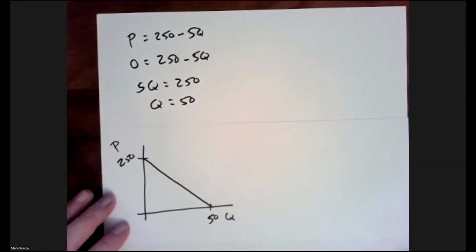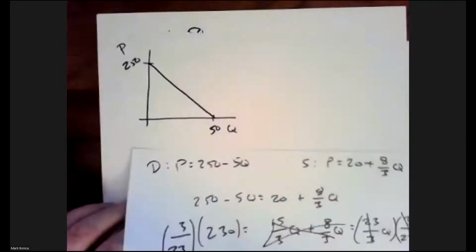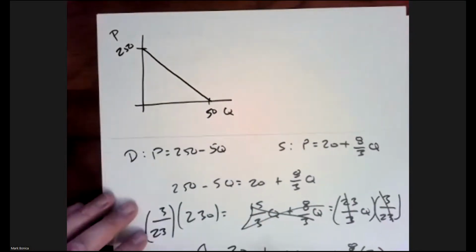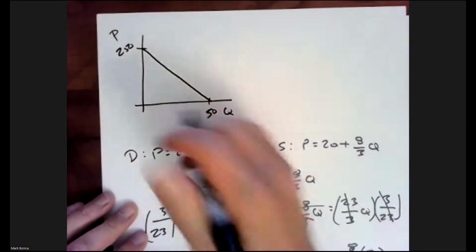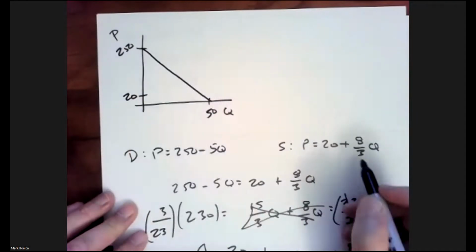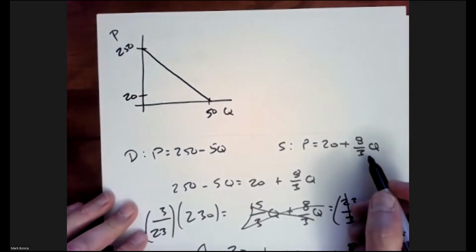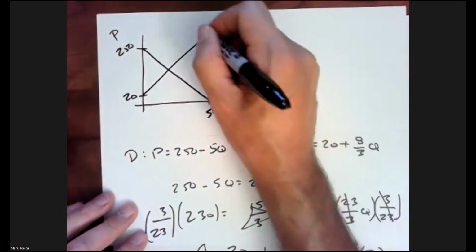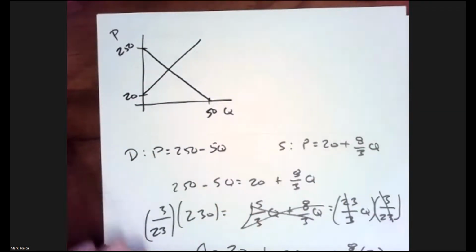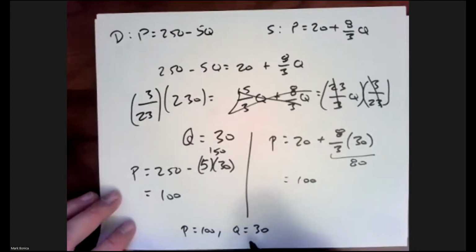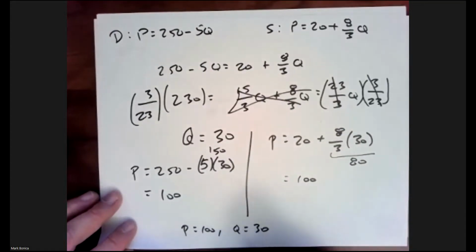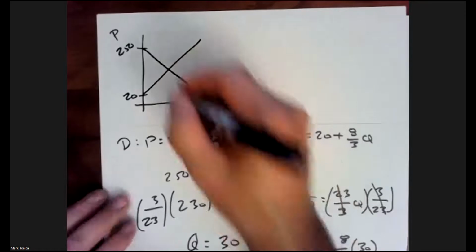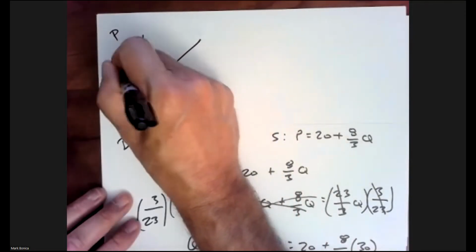And then when I'm drawing my supply curve, I know that when Q is 0, P is 20. And then it goes up at 8/3. 8/3 is like 2 2/3. That's a pretty steep line. So we just draw an up line like this. That's my supply curve. And we already calculated the equilibrium price and quantity were 100 and 30. So we can draw that in.